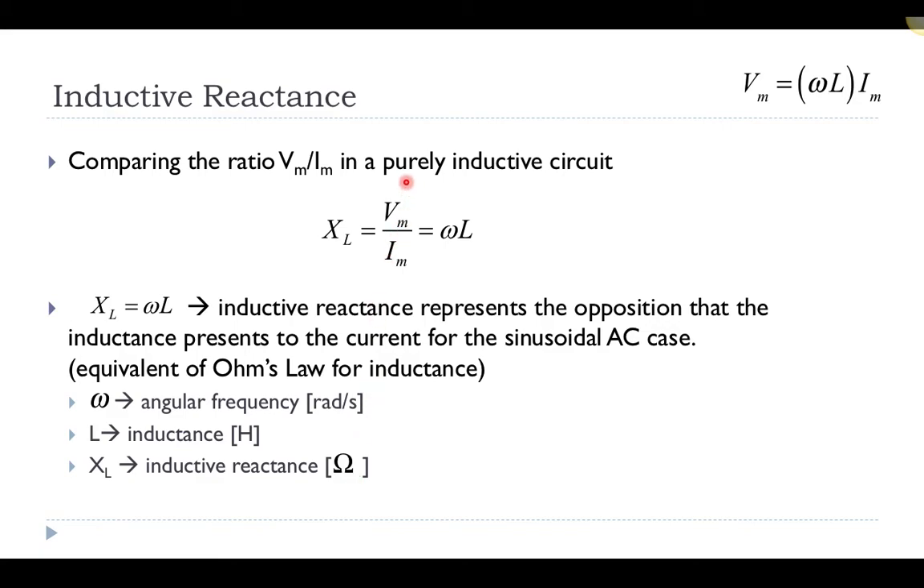So this is really the equivalent of Ohm's law for inductors, keeping in mind that these are magnitudes only. It's not telling us anything right now about phase shift or about how these are varying sinusoidally.